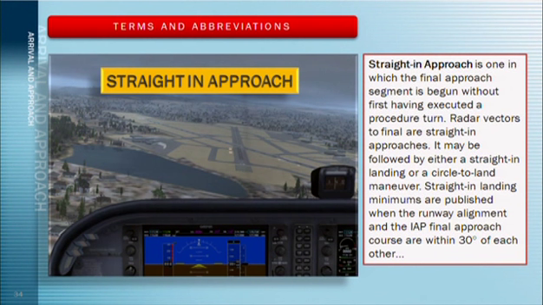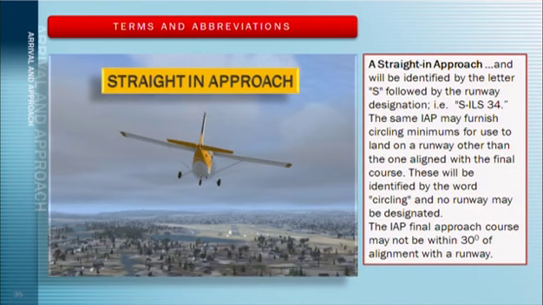It may be followed by either a straight-in landing or a circle-to-land maneuver. Straight-in landing minimums are published when the runway alignment and the IAP final approach course are within 30 degrees of each other and will be identified by the letter S followed by the runway designation, that is S-ILS 34. The same IAP may furnish circling minimums for use to land on another runway other than the one aligned with the final course. These will be identified by the word circling, and no runway may be designated. The IAP final approach course may not be within 30 degrees of alignment with a runway.